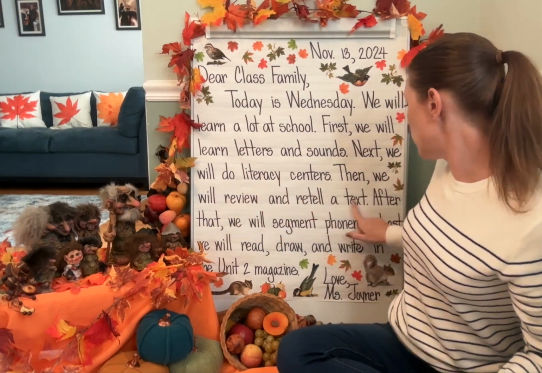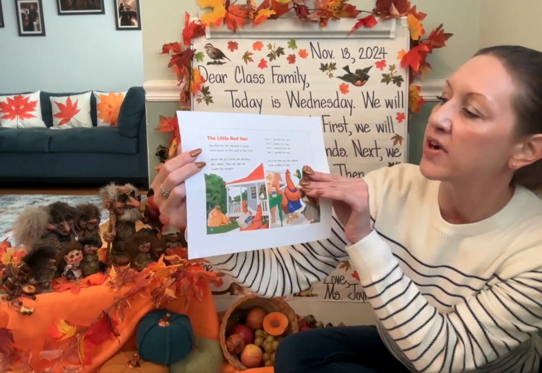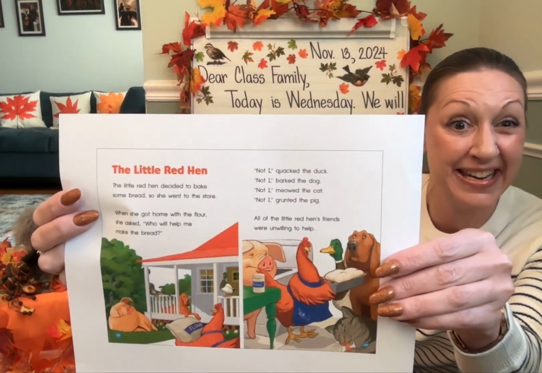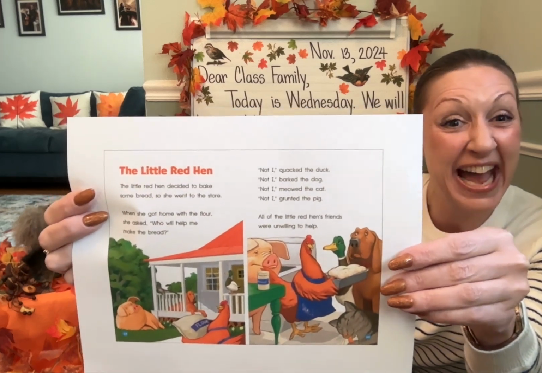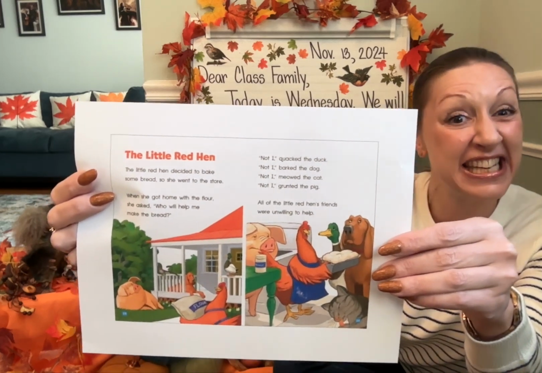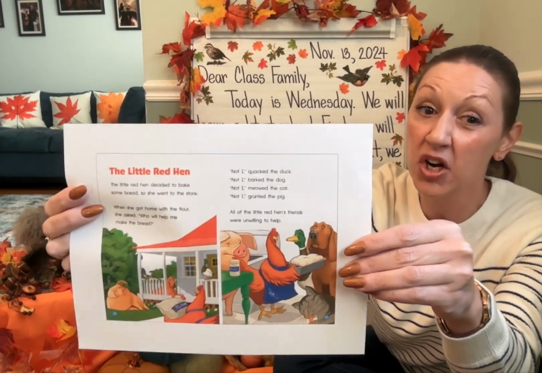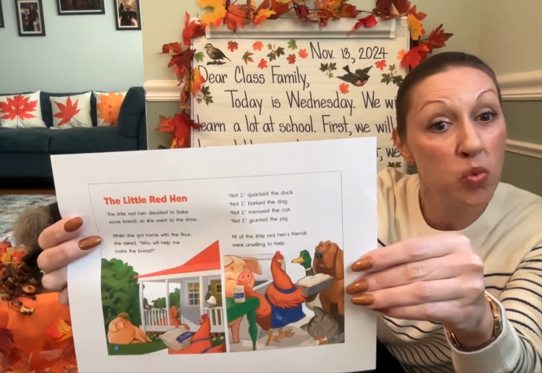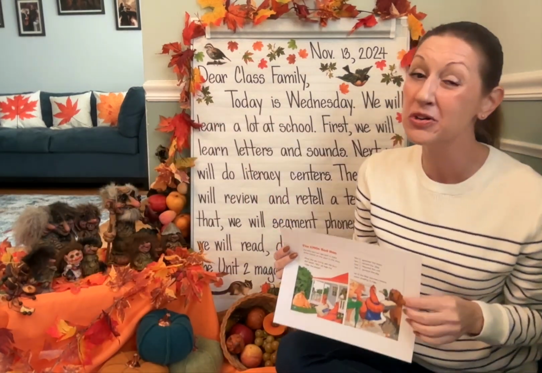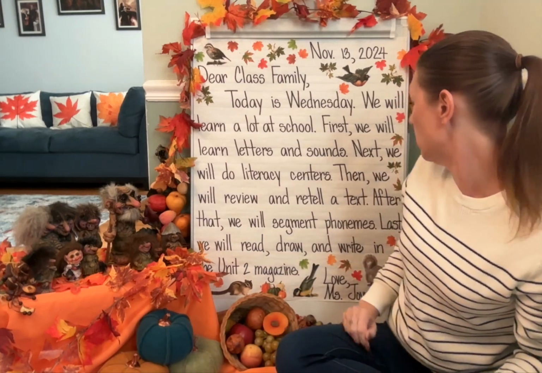Then we will review and retell a text. We will review and retell the text, The Little Red Hen. So we'll be looking at this fiction text in kindergarten. We'll be discussing the pictures, sharing our thinking, reading the words, asking and answering questions, and doing what good readers do when they talk about a book together at school.